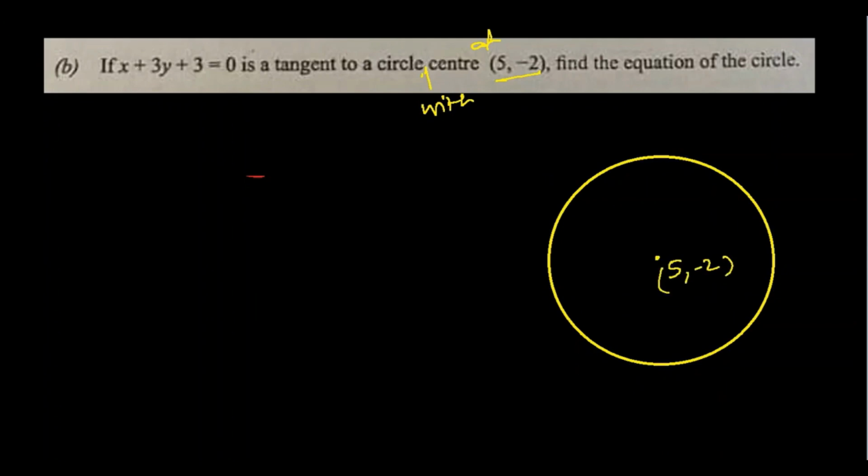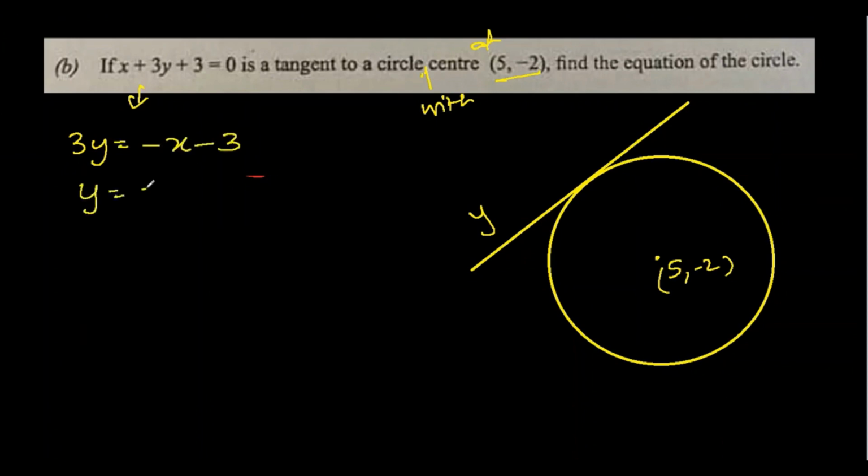So let's draw a tangent somewhere. Okay, this is the tangent. And the equation of the tangent is x plus 3y plus 3 equal to 0. Let's rephrase this one: 3y equal to minus x minus 3, and then y equal to minus 1 over 3 x minus 3 over 3, which is 1. I divided the whole equation by 3 and I got this one. So y equal to minus 1 over 3 x minus 1.